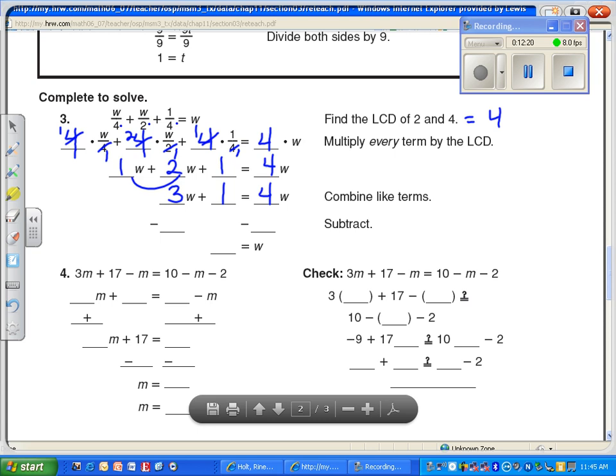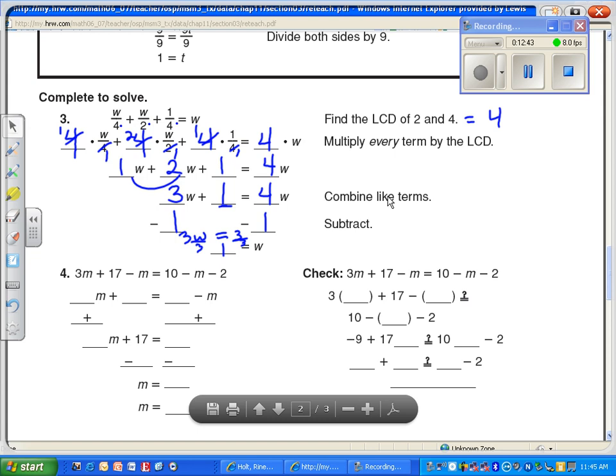And then I need to get rid of the 1. So let's subtract 1 on both sides. And that gives me 3w on the left, and it gives me 3 on the right. And then I'll divide by 3. And w equals 1.